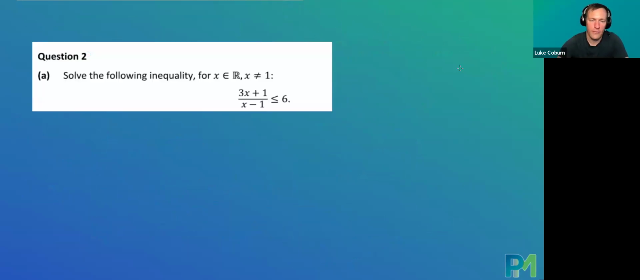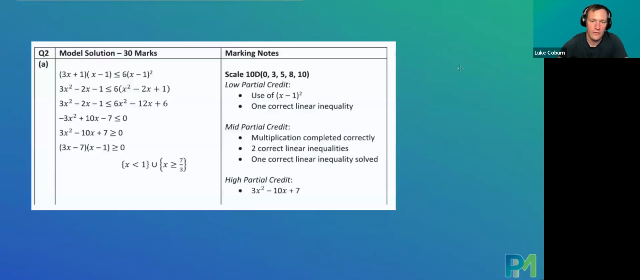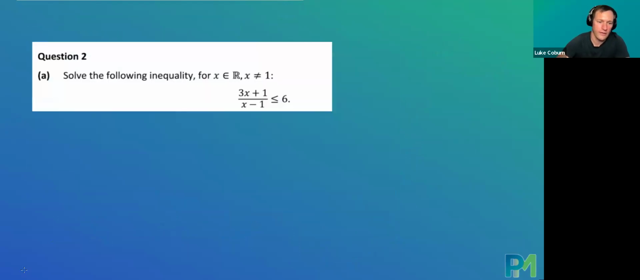Okay, so we do this one, and then we get on to the modulus stuff. Okay, so I just take this. I'll do this as quickly as I can: (3x plus 1) over (x minus 1) is less than or equal to 6. And what I'm going to do is multiply both sides by (x minus 1) all squared.